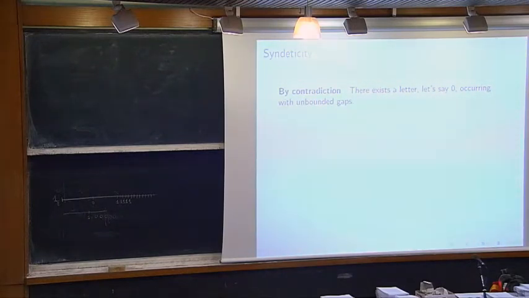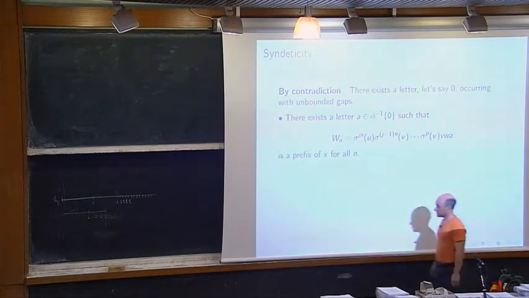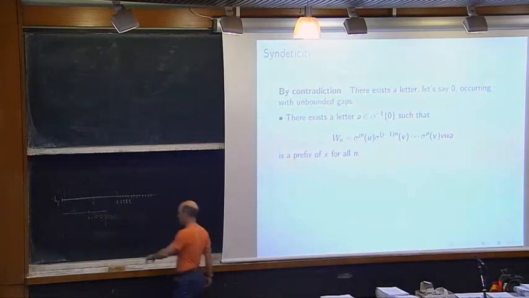So let's proceed by contradiction. You have to choose one of the two letters. Here I choose the alphabet 0, 1 because it's easier to present, but for the proof it has no problem. So let's say it is a zero that appears with unbounded gaps. Okay, so there are two observations.